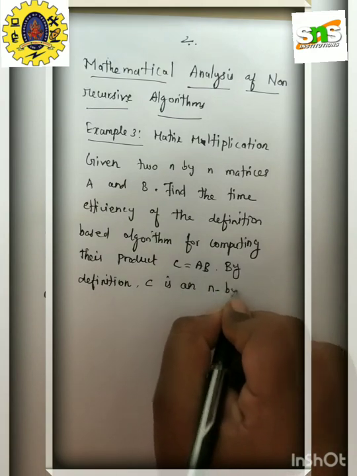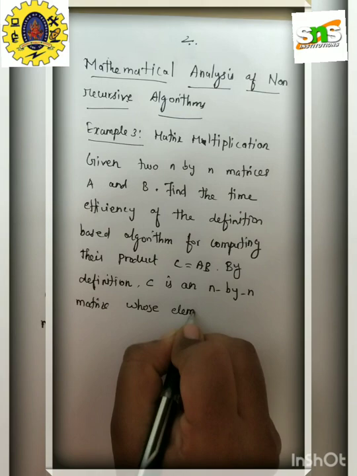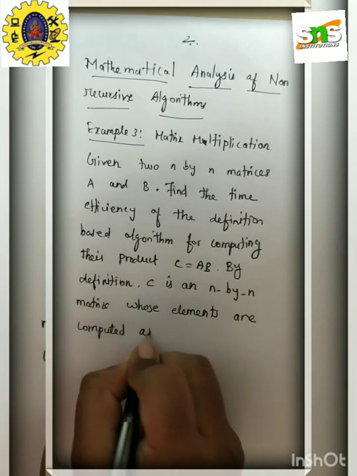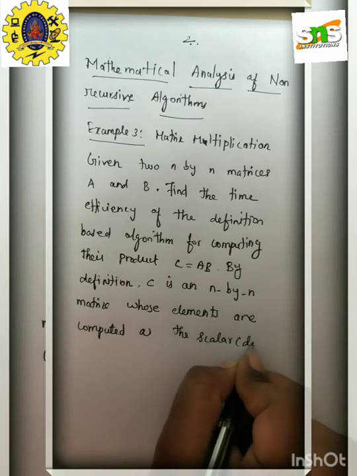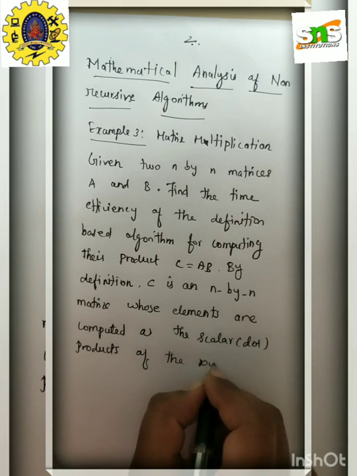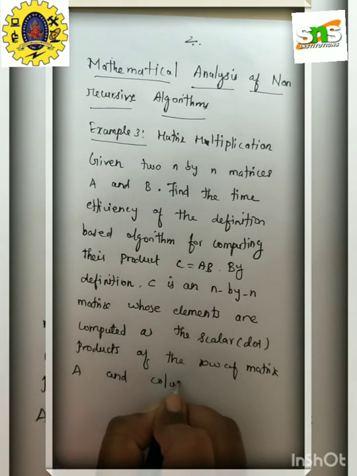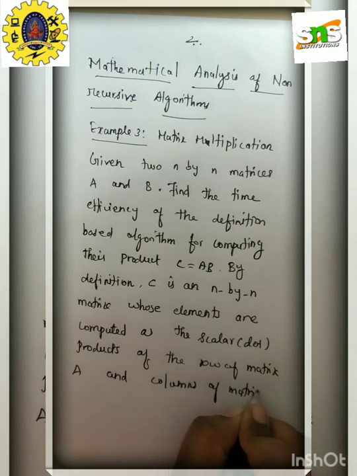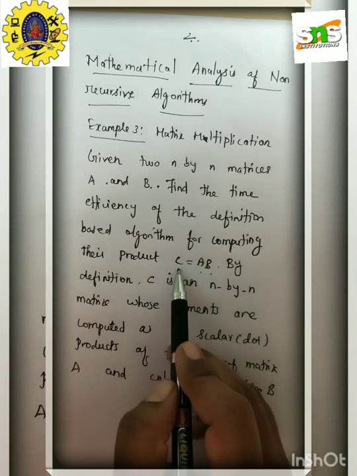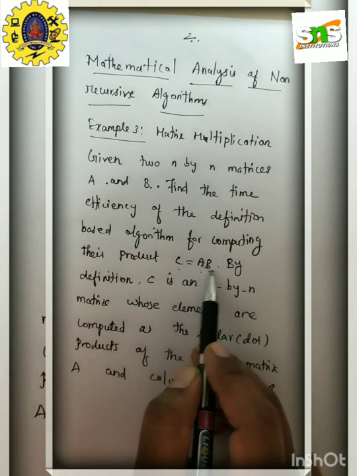C is an n by n matrix whose elements are computed as the scalar, a dot product of the row of matrix A and the column of matrix B. So matrix multiplication has two matrices A and B. You multiply the two matrices and save the answers in C. The multiplication is carried out by taking the row values of A and multiplying them with the column values of B.